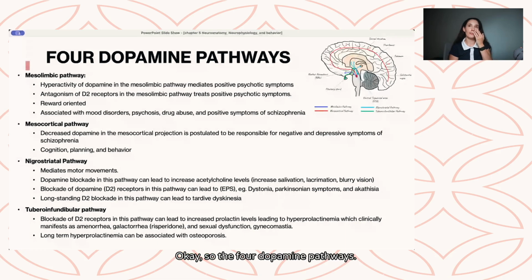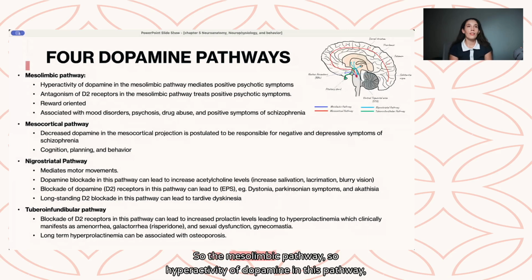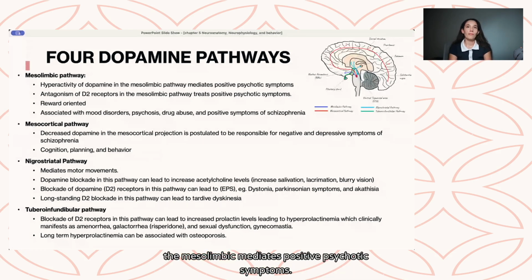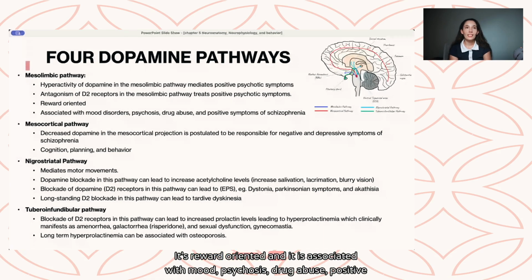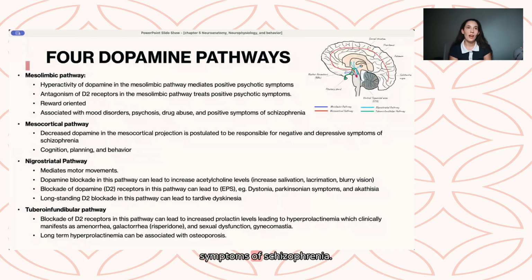Okay, so the four dopamine pathways. The mesolimbic pathway. Hyperactivity of dopamine in this pathway mediates positive psychotic symptoms. Antagonism of D2, so when we decrease the dopamine receptors in this pathway, it will treat those positive symptoms. This is what we do with antipsychotics. It's reward oriented and it is associated with mood, psychosis, drug abuse, and positive symptoms of schizophrenia.